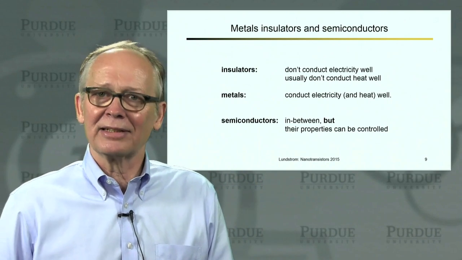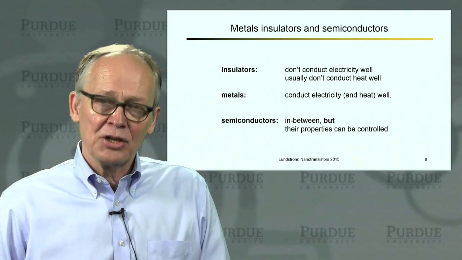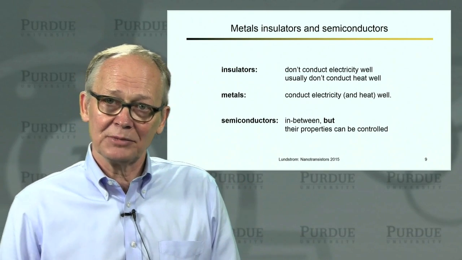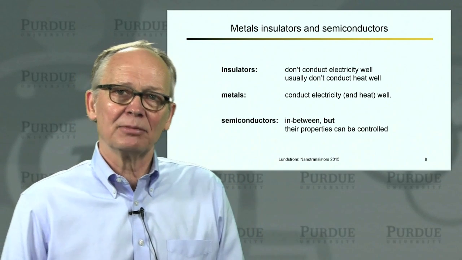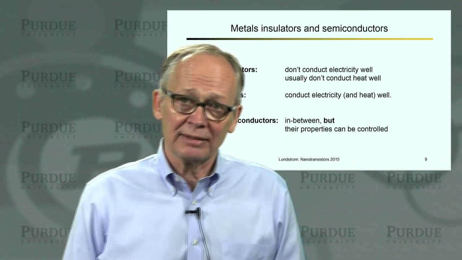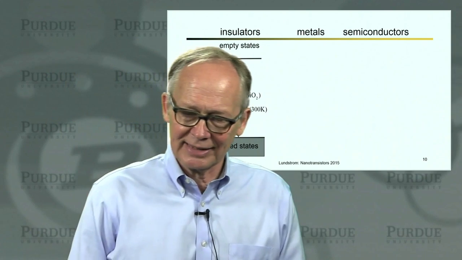Semiconductors aren't good metals and they aren't good insulators, but they have a very important feature. You can control their properties. We can make them reasonably metallic, we can make them reasonably insulating, and we can do that by adding a small number of impurities to the pure silicon. That's what makes them so useful. That's why we use semiconductors to build electronic devices.